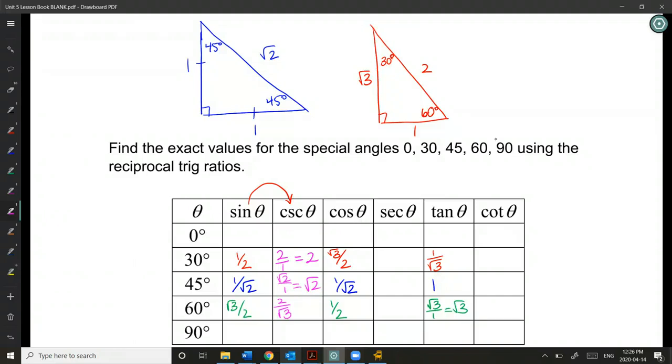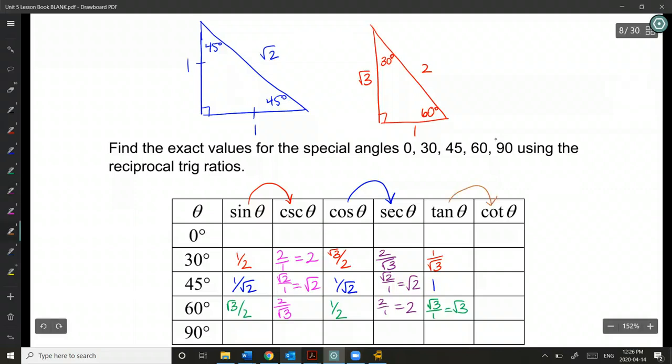Okay, similarly, I know that secant is the reciprocal of cosine. So I'm going to take all of these values for cosine in this third column here, and I'm going to do their reciprocals, and I'll have the answers for secant. So reciprocal just means we're flipping the fraction.